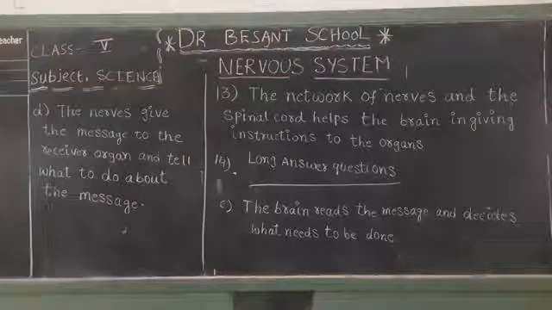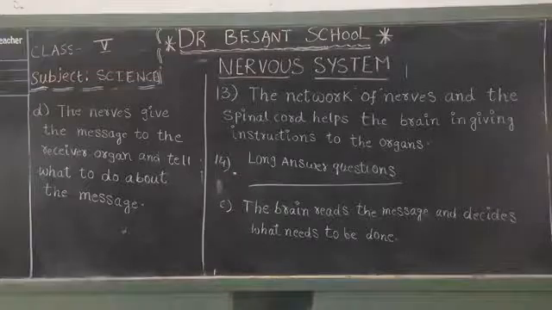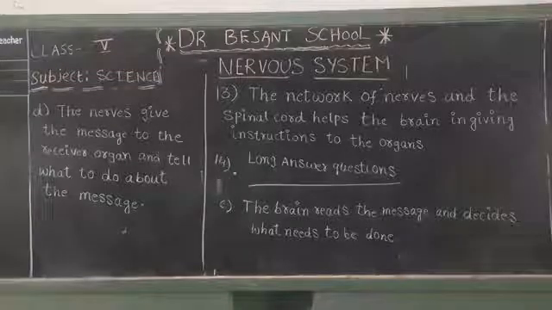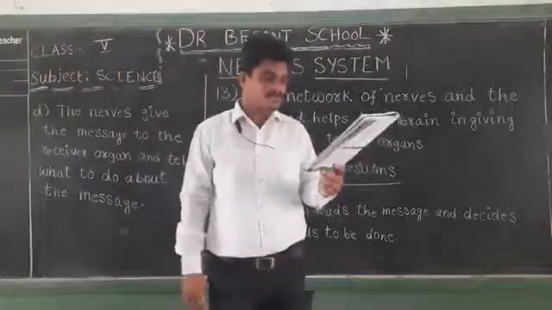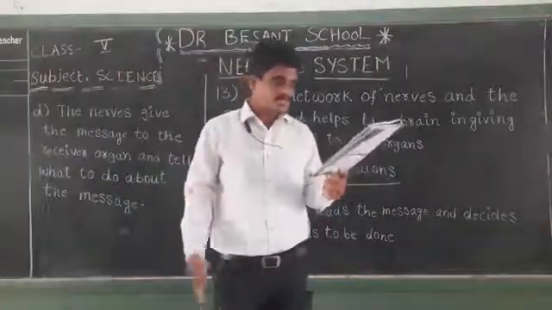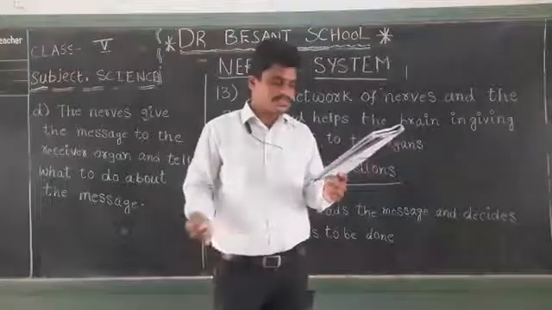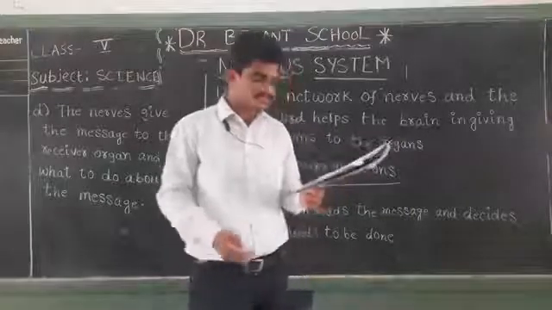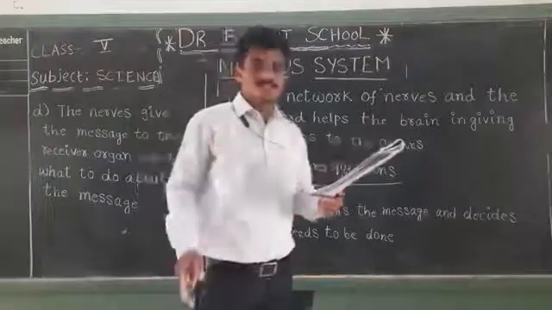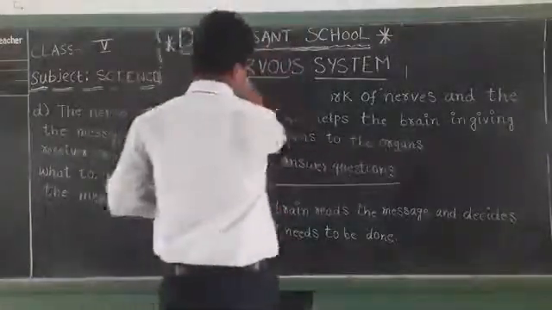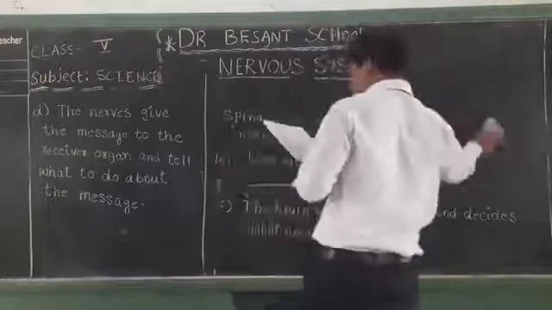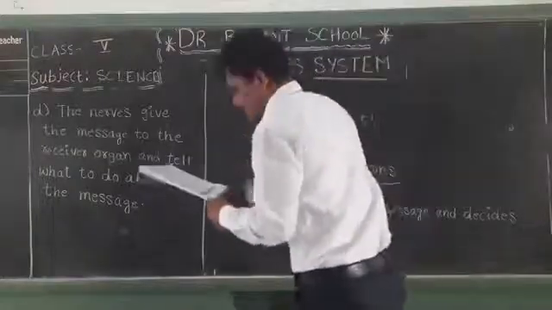Next, multiple choice questions. In that, 15th one. What is the 15th one? Name the sense organ from the following. Here, A teeth, B hair, C nail, D nose. What is the answer? D. Nose is the sense organ. Remaining all are not sense organs.